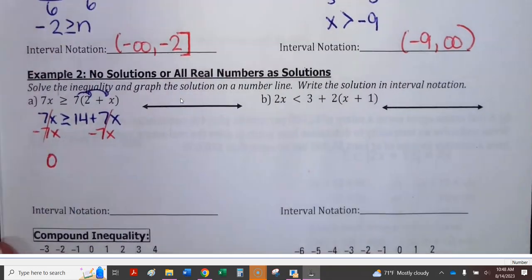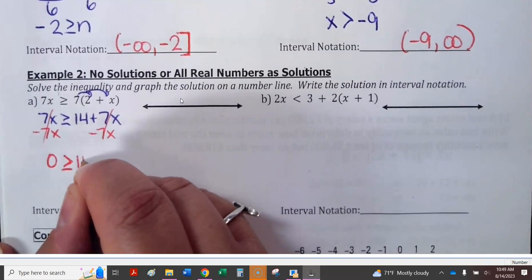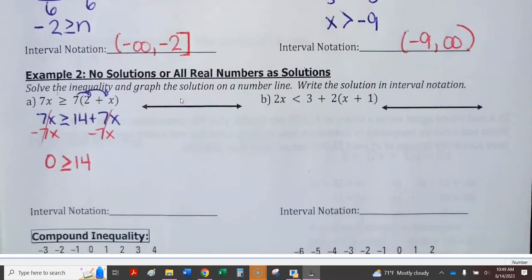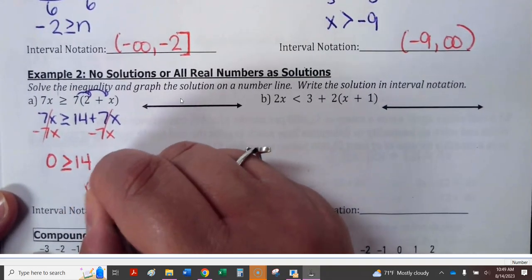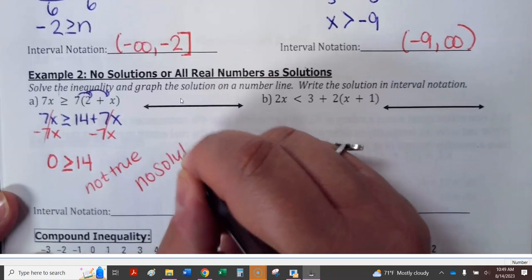Now that's only important because I got to ask this question of you. The variables are going to all be gone, so you got to read this inequality and decide whether or not this is true. So if all your variables are gone, just ask yourself, is 0 bigger than or equal to 14? No, right? Not true. Okay, so just like anything else, this is not true. So that means there's no solution here.